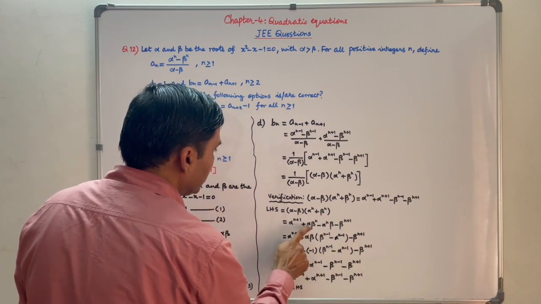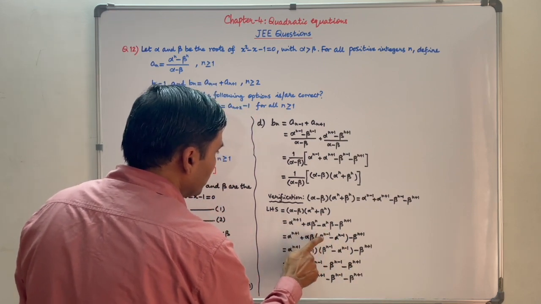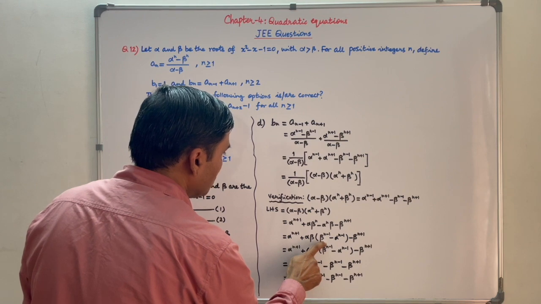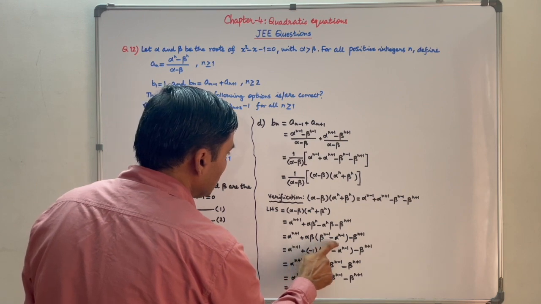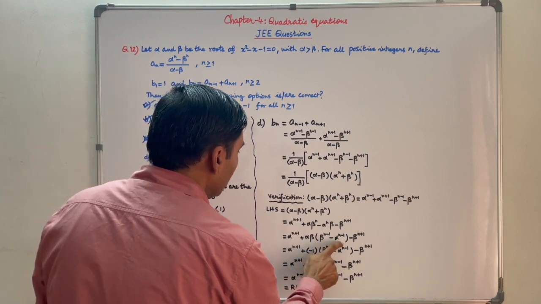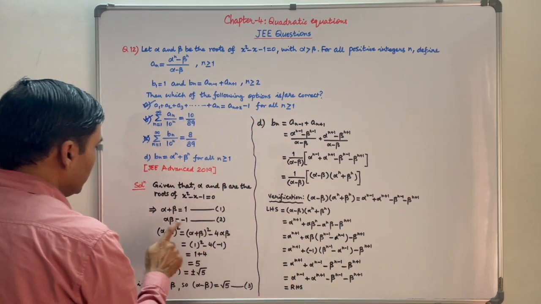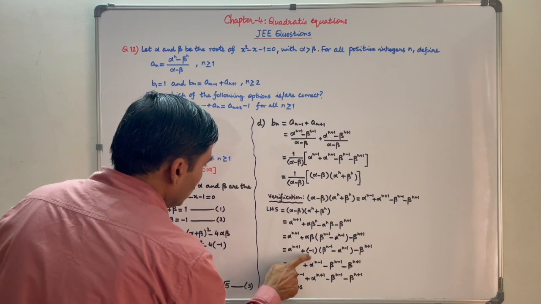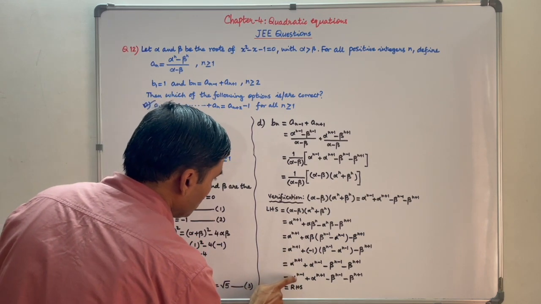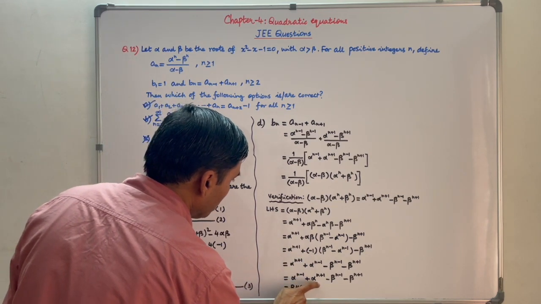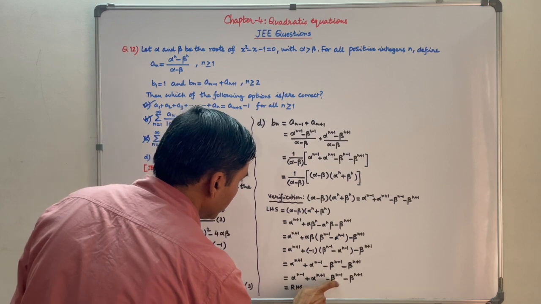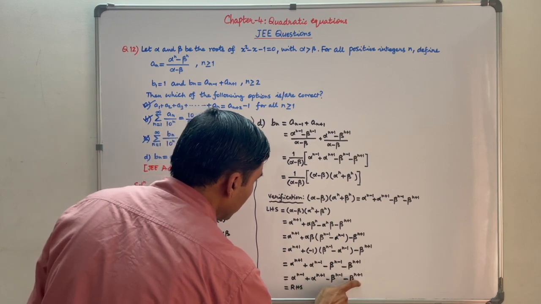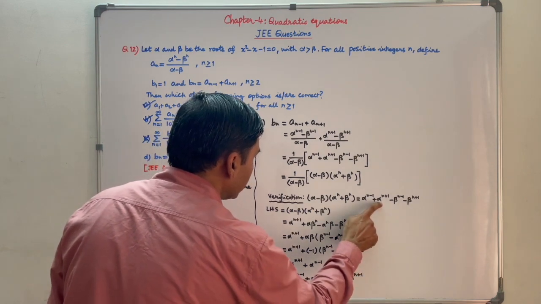Take alpha beta common in term 2 and 3. So inside the bracket it is beta to power n minus 1 minus alpha to power n minus 1. Put the value of alpha beta is equal to minus 1 from equation number 2. So it is simplified as alpha to power n minus 1 plus alpha to power n plus 1 minus beta to power n minus 1 minus beta to power n plus 1, which is right hand side.